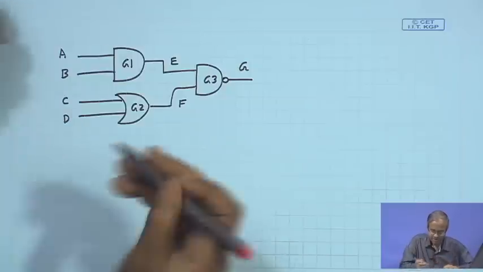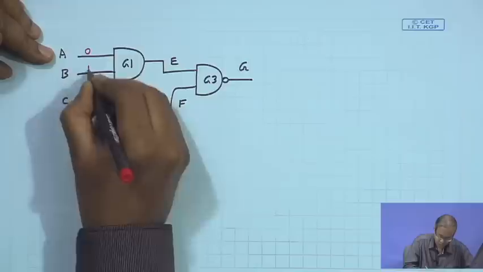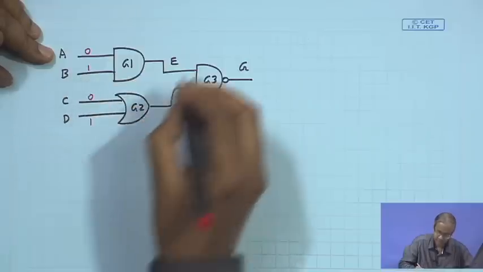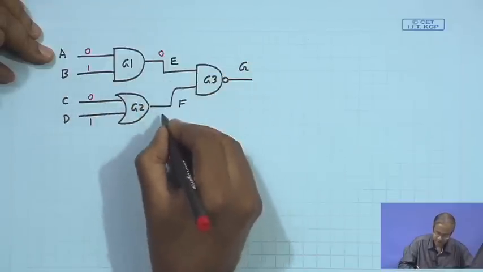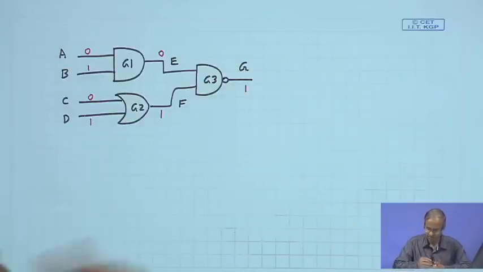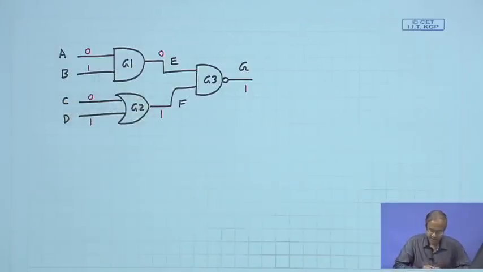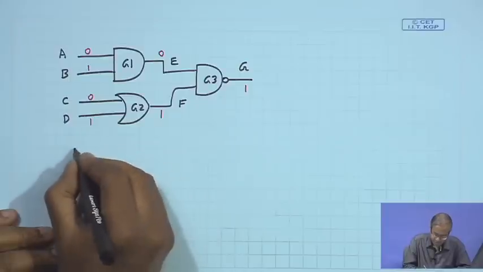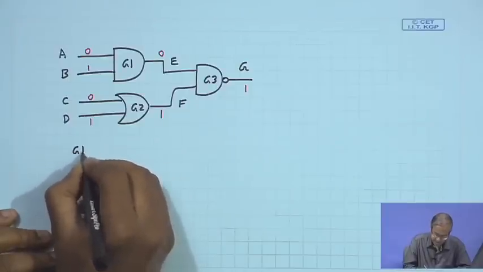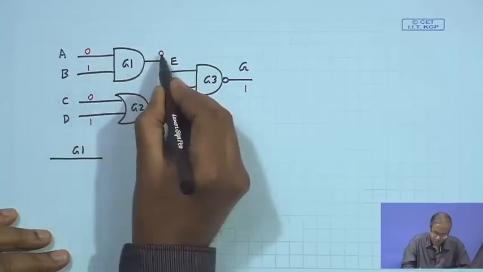So, let us try to simulate this circuit with the input value, let us say 0 1 0 1. So, this value is 0, this value is 1 and this value is 1. I am just showing you for one simulation. For this case, level by level you process the gates. First look at G1, I am showing the fault list for the different gates for G1. G1 the inputs are 0 1, output is 0.